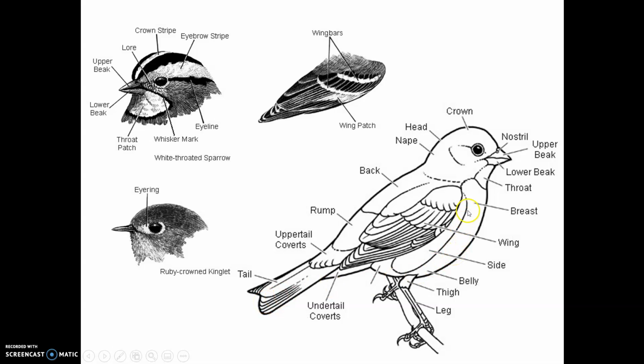Last but not least, we will talk about the breast and the belly of the bird. The breast is up higher, kind of the chest of the bird, and the belly is the bottom part of that bird. So those are all things to pay attention to with identifying birds, because even if you don't know the one that you just saw fly by, you might be able to notice certain patterns that stand out to you to look it up later on.